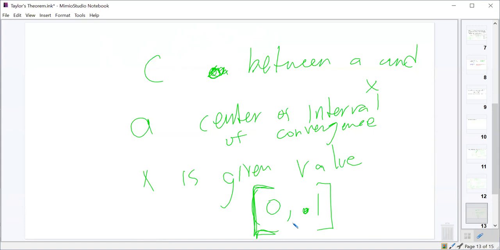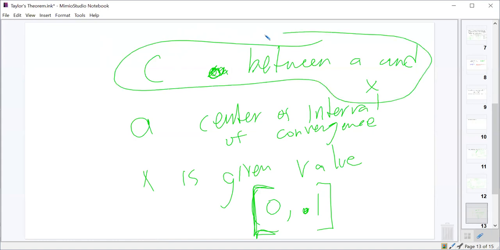So this is what you need to do. C is between A and X, where A is the center of your interval of convergence and X is the given value. What I originally said is correct. And what I tried to restate when I think Sean was asking was wrong. I restated it improperly and incorrectly. Good question.